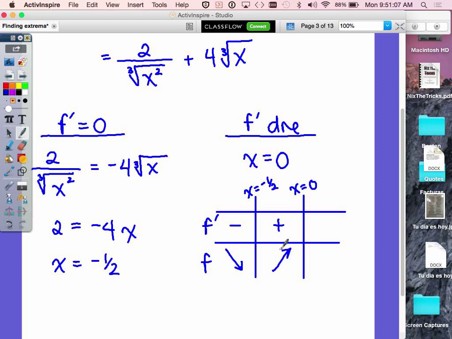To the right of 0, I might choose 1. And I can see it doesn't really matter what I choose because this is going to be positive and this is going to be positive, which indicates that this is positive. So I'm going up.